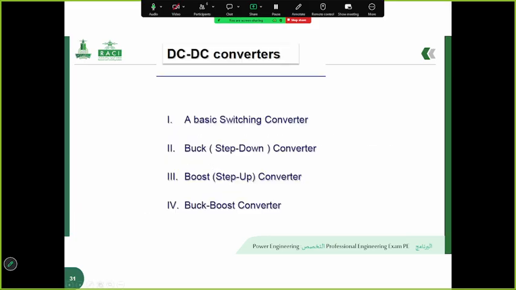Okay, I'm going to explain the fundamental concept of DC to DC converters. Let me just take 10 minutes off or 5 minutes off. I think 10 minutes is okay.